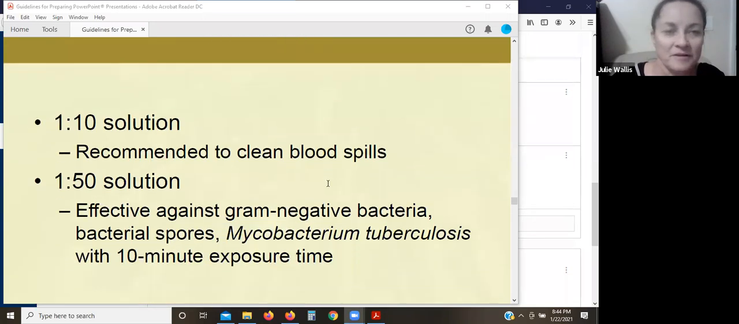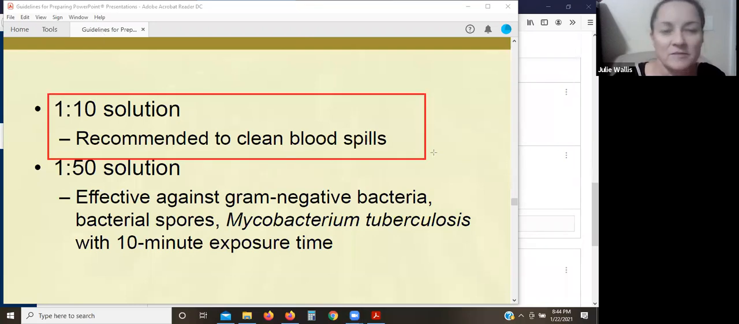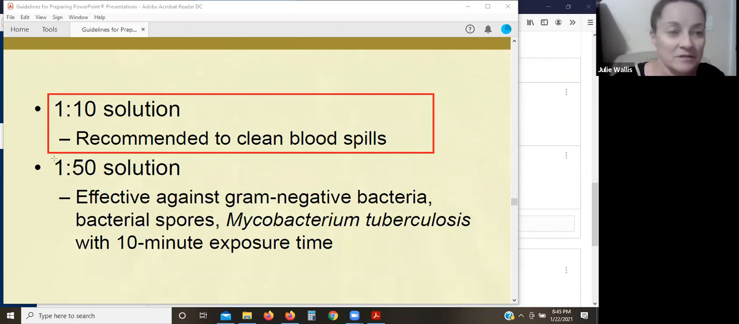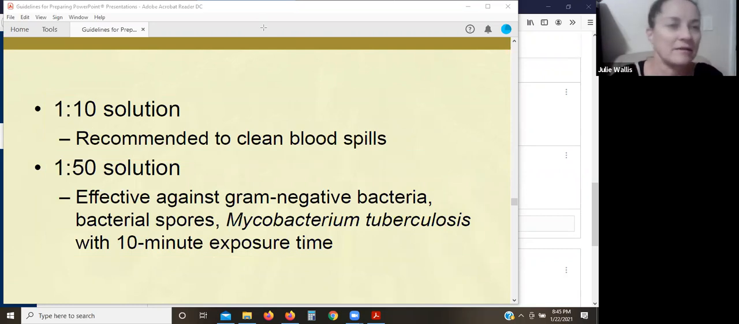Depending on the purpose of it, it can be used at different concentrations. So 1 to 10 dilution is recommended for cleaning blood spills. For example, a 1 to 50 solution is effective against gram-negative bacteria, spores, Mycobacterium tuberculosis with a 10-minute exposure time. I think we used 10% bleach to clean the benches when we were using it in the actual microbiology lab at AZC.